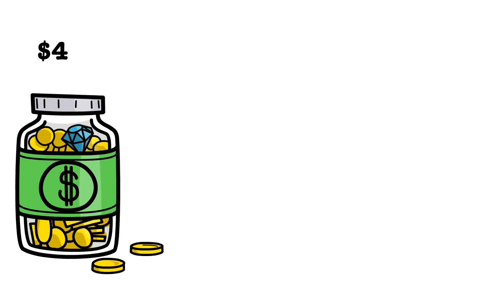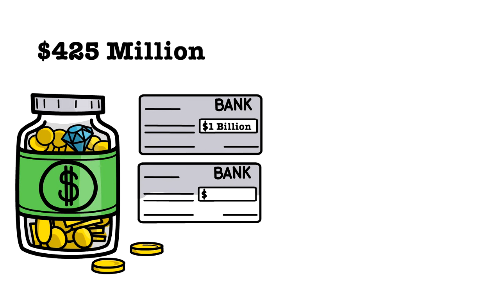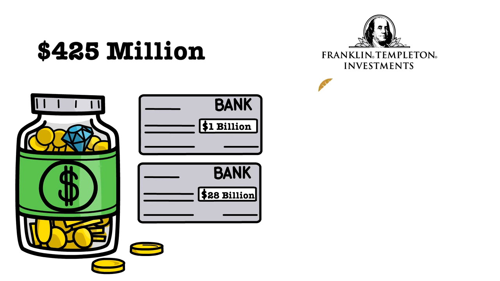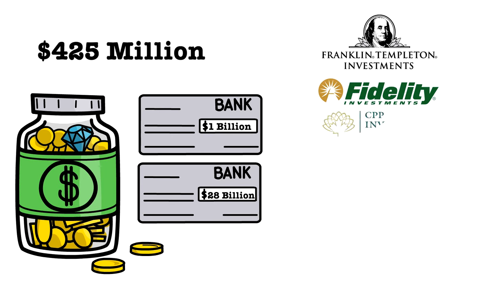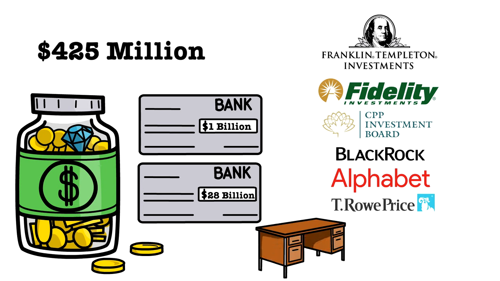So much so that Databricks have surpassed annual recurring revenues of $425 million, which has attracted a lot of attention from investors, and have raised over $1 billion in hard cash, which values the business at over $28 billion, with investments from Franklin Templeton, Fidelity, CPPIB, BlackRock, Alphabet, and T. Rowe Price, among others. After an oversubscribed funding round, Ghodsi suggested that he's always left some valuation on the table after each funding round because it's a long-term game after all.